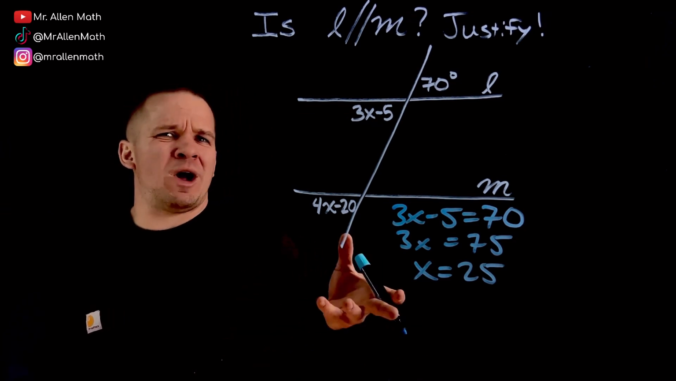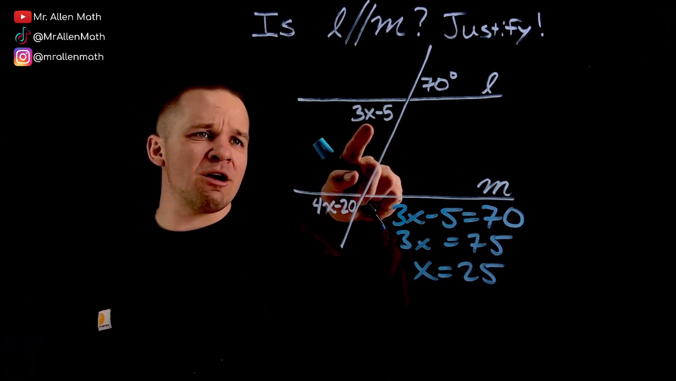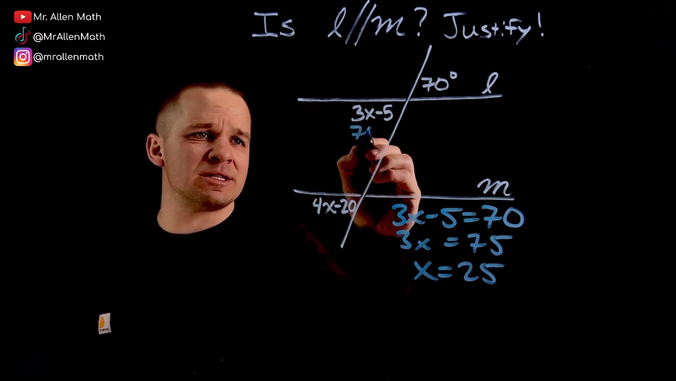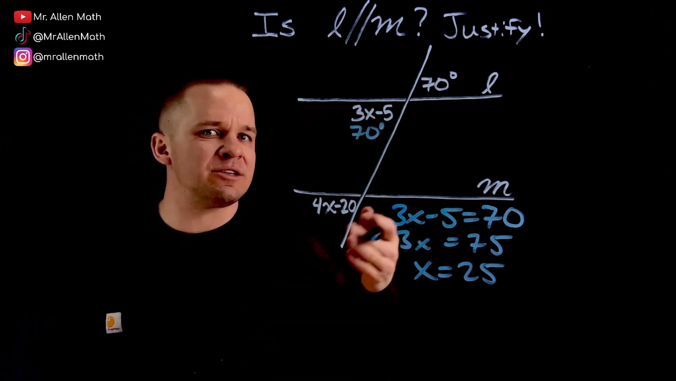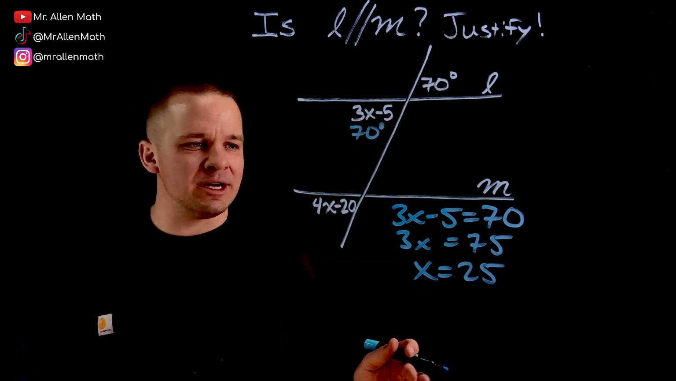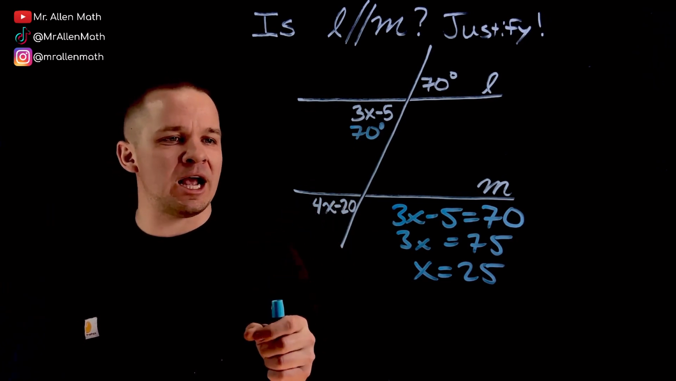Well, what can I do with this? Why does this even matter? Well, if I were to plug in 25, I know here I'm going to get 75 minus 5 is going to be 70 degrees, right? I know that one's going to be 70 degrees. I set it equal to 70, and I solved. So it should be 70 degrees. The one in question here is the one that corresponds to it. It's corresponding angle pair, right?